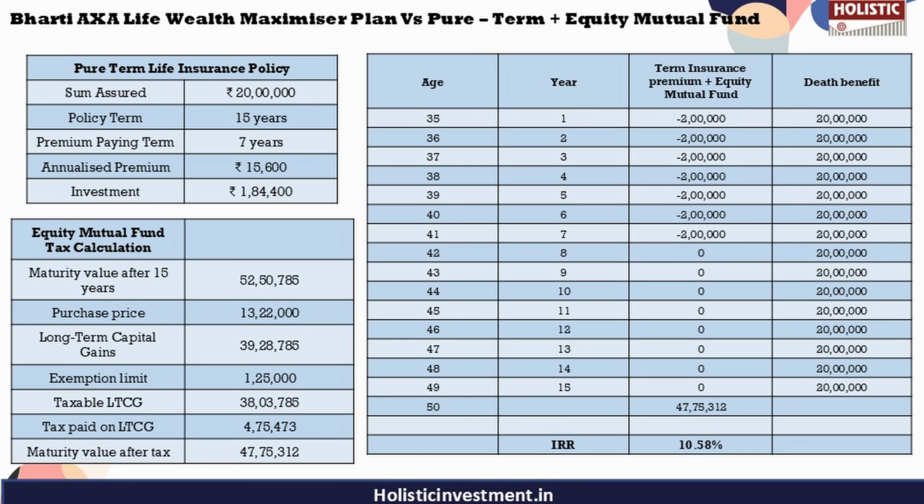So here for life cover purpose, we have taken up a pure term insurance policy offering a sum assured of 20 lakhs, which can be purchased at an annual premium of 15,600 rupees for a 15-year policy term with a 7-year premium payment term. This leaves a surplus of 1,84,400 rupees from the original annual premium of 2 lakhs, which can be invested independently to pursue higher returns. Unlike the Bharti policy, which requires premiums for 7 years, the pure term policy has a shorter premium paying period of 5 years.